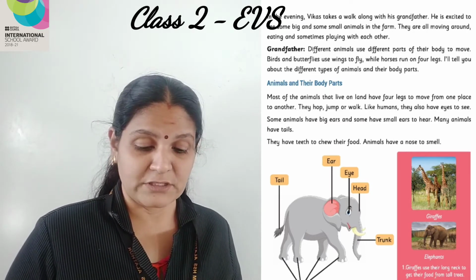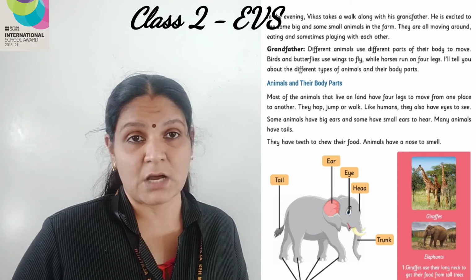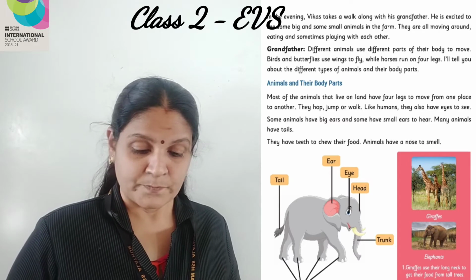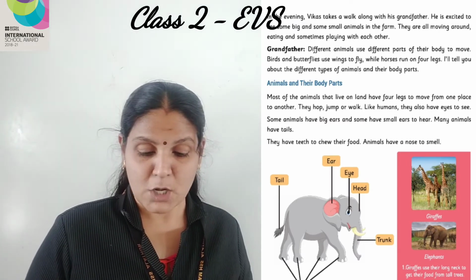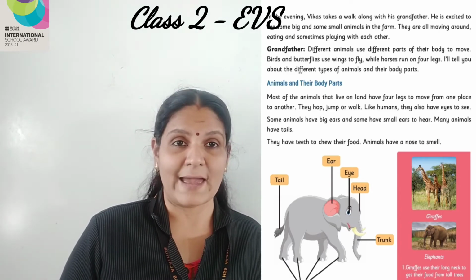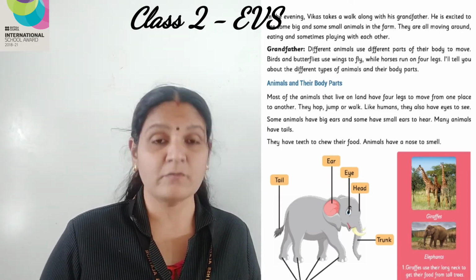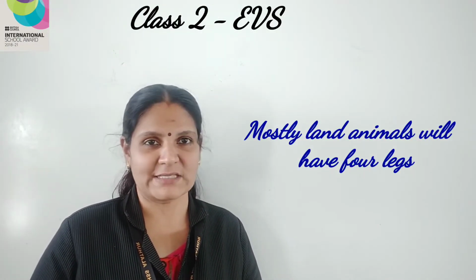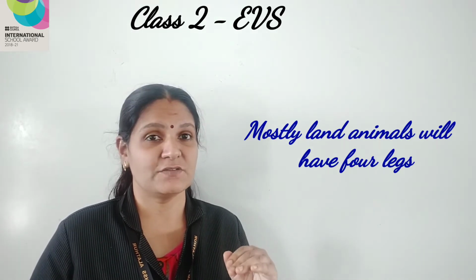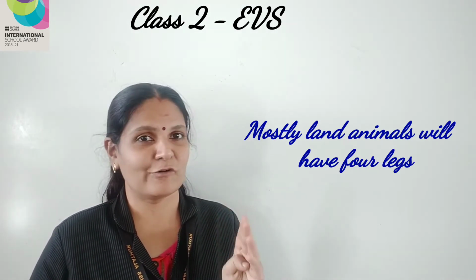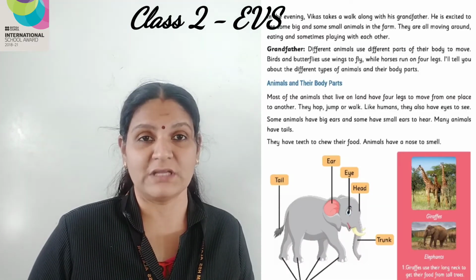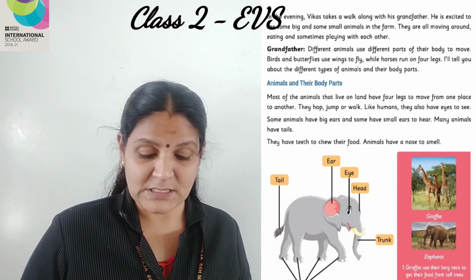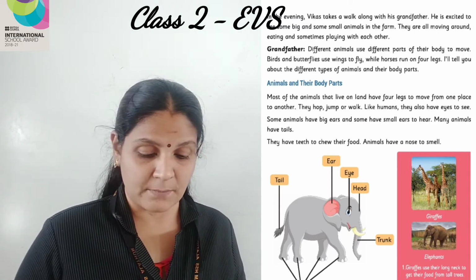I'll tell you about the different types of animals and their body parts. Now, grandfather is going to explain about the body parts of the animals. Animals and their body parts. Most of the animals that live on land have 4 legs to move from one place to another. Most of the animals that live on land will have 4 legs. Haven't you seen that animals living on land mostly have 4 legs? And with the help of these legs they move from one place to another.